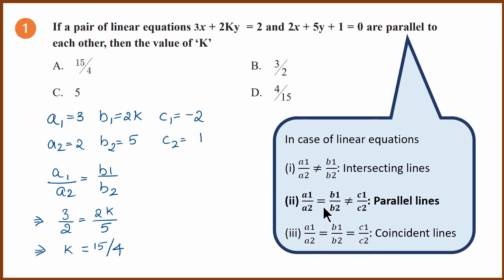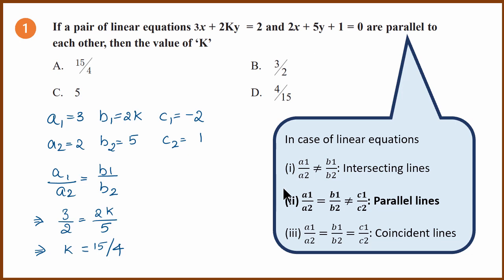First, we will write down the values of the coefficients. What is the value of a1? a1 is 3, b1 is 2k, c1 is minus 2. Yakandre 2 na when we bring it to left hand side, it becomes minus 2. Okay na? Similarly, a2 is 2, b2 is 5, c2 is 1. So a1, b1, c1, a2, b2, c2 ಕಂಡುಹಿಡಿದ್ವಿ.